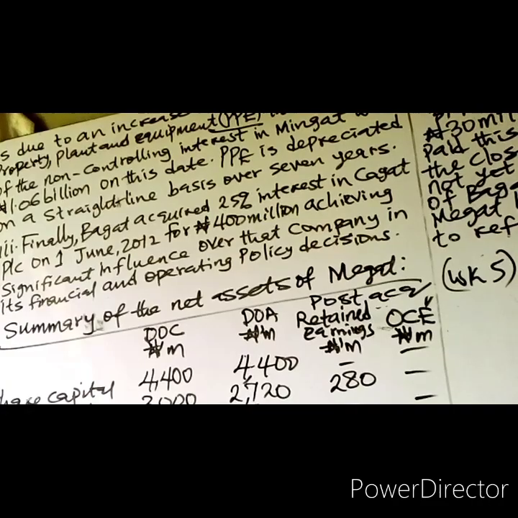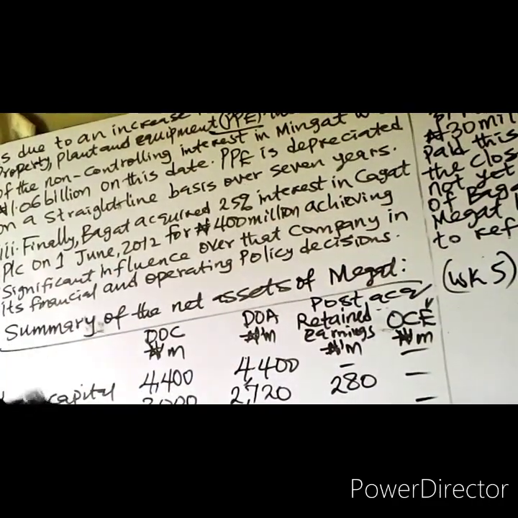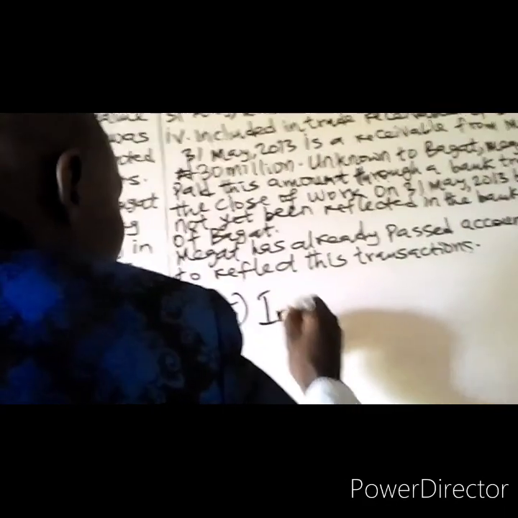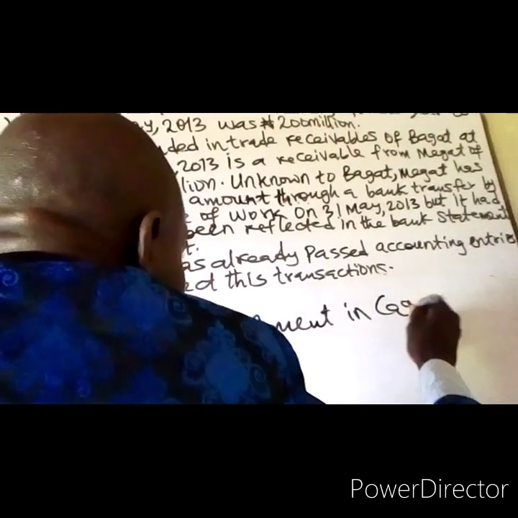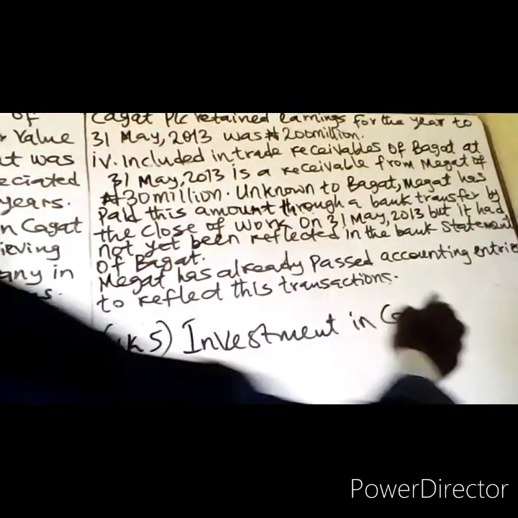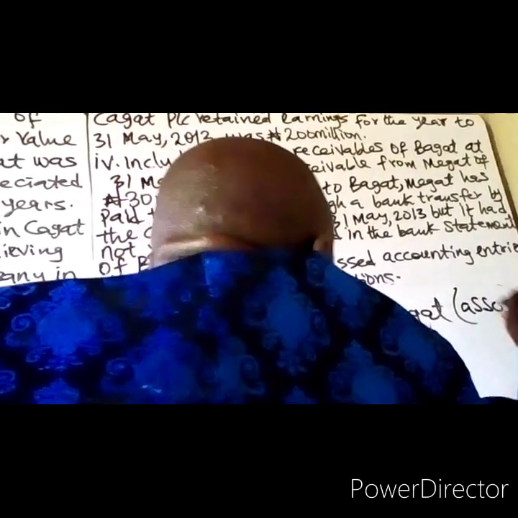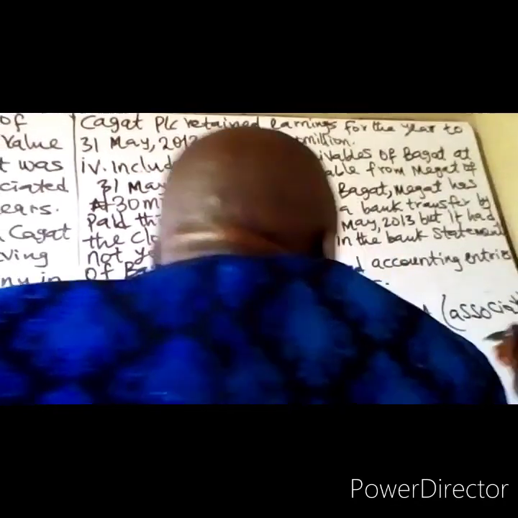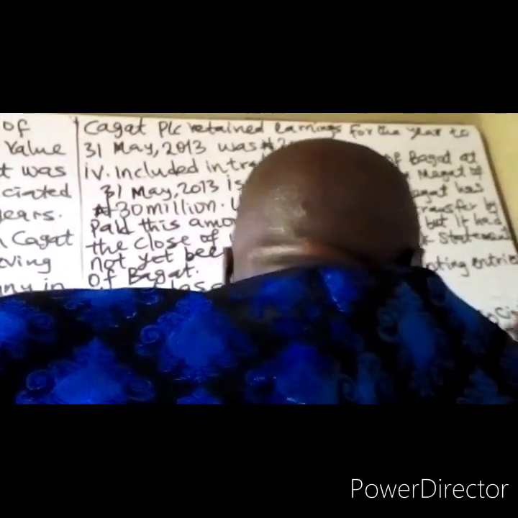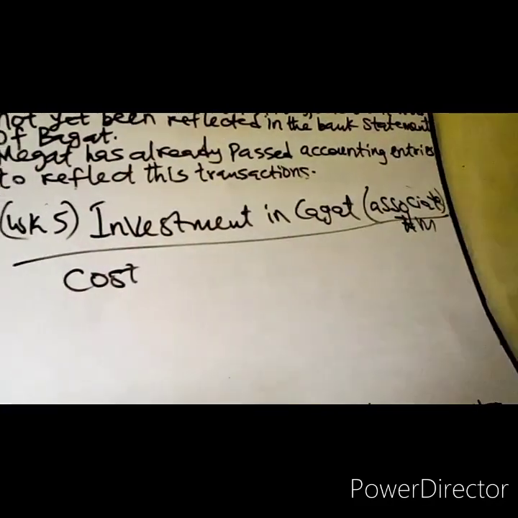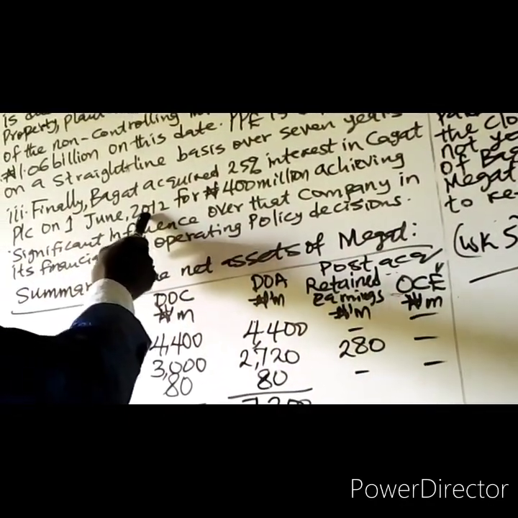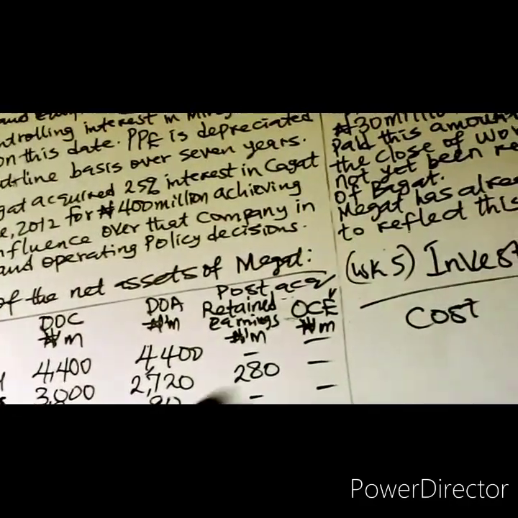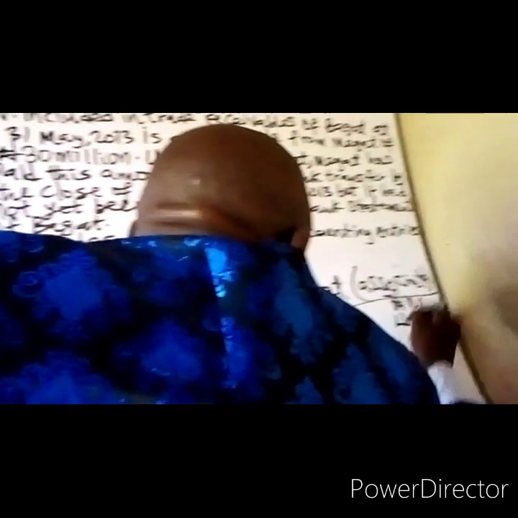Using the equity accounting method, investment will be recognized at cost. So we have investment in Kagat, that is investment in associate. The associate is Kagat. So you recognize it at cost. The cost of the investment, how much is it? So you go through the question. Acquired 25% interest in Kagat PLC on 1st of June 2012 for 400 million. The cost of the investment is 400 million.